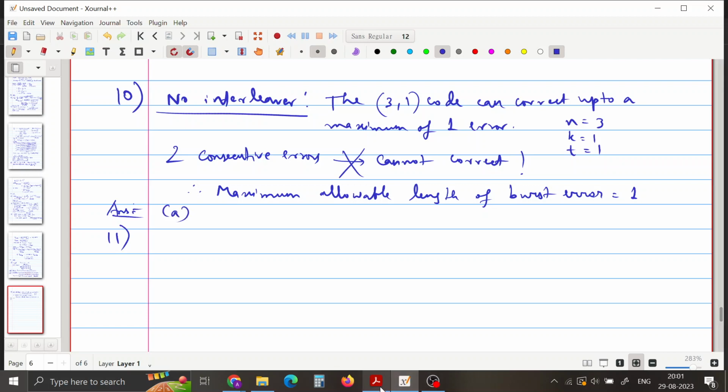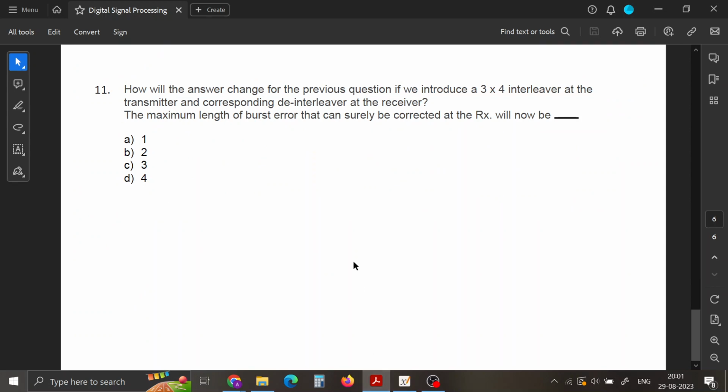Now going to our last question, which is a continuation of question number 10. If we introduce a 3x4 interleaver, what happens? The 3x4 interleaver is deployed at the transmitter, and of course a corresponding de-interleaver of some suitable dimension is also employed at the receiver. Then what will be the maximum length of burst error that can be surely corrected at the receiver? Does it remain 1? Does it change? That's the question.